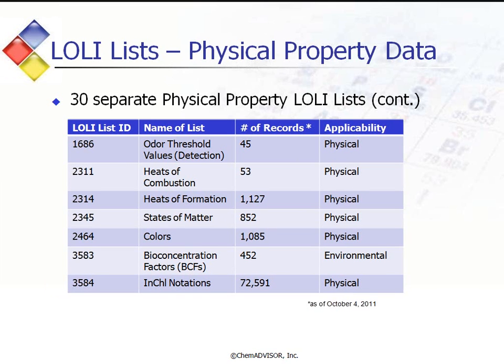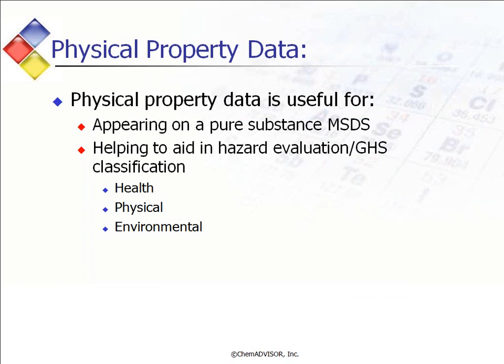And finally, on this slide, we see the InChI notations, which stands for the International Chemical Identifier, which can be useful in modeling and identifying functional groups for a specific substance. Physical property data is useful for populating sections of the SDS when you have a pure material and helping to aid in the evaluation process for, again, all endpoints, health, physical, and environmental.